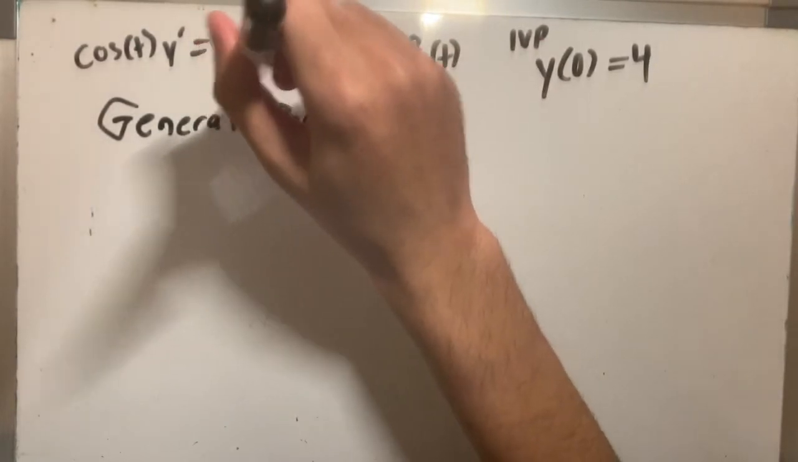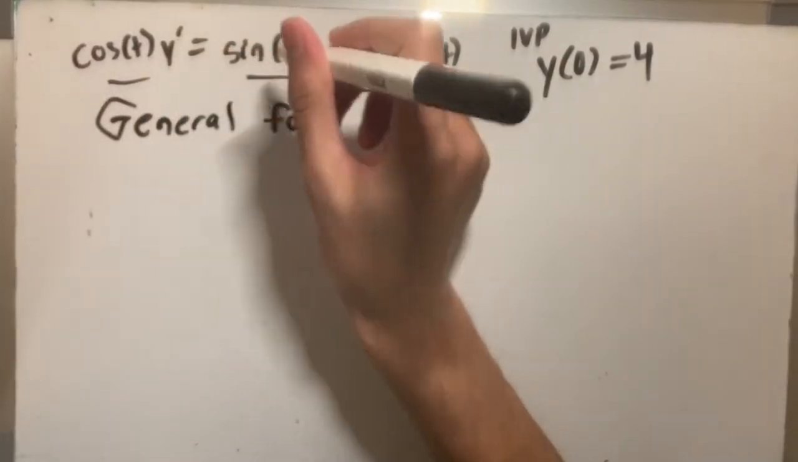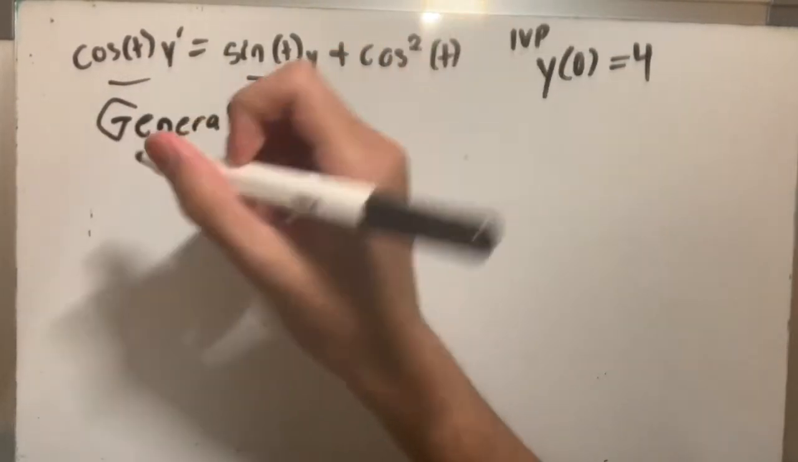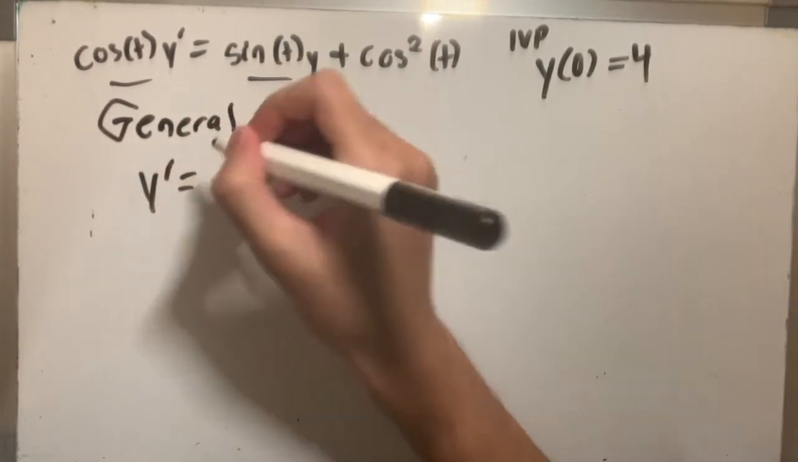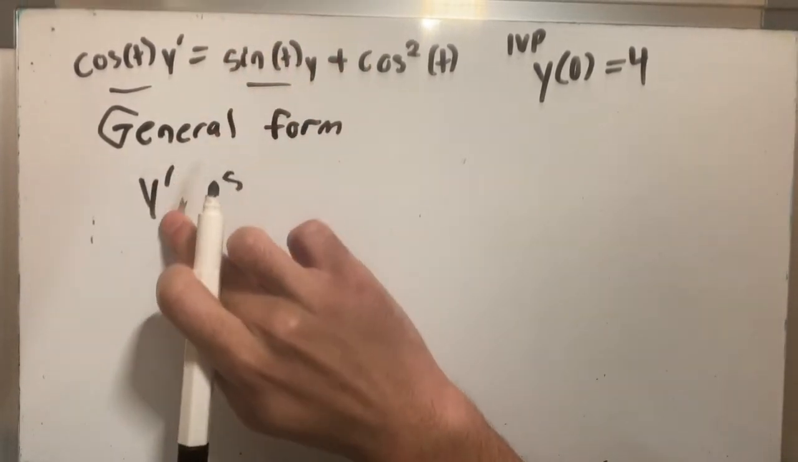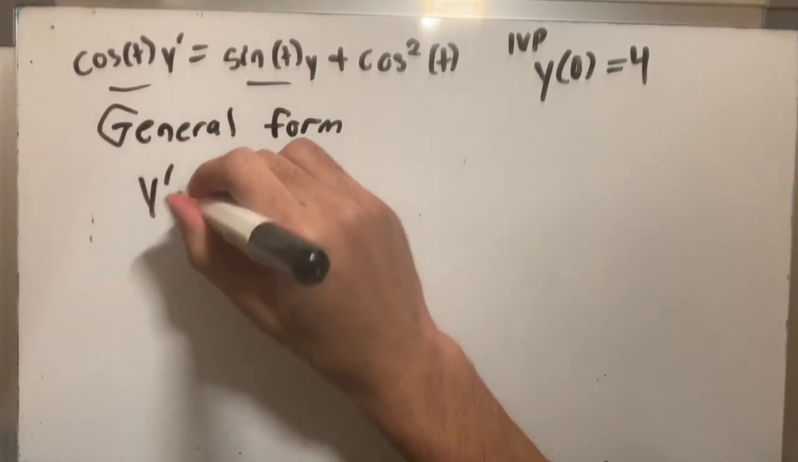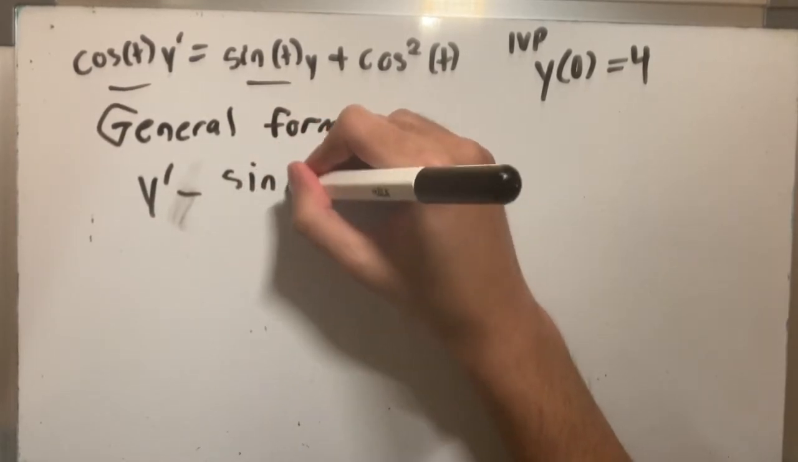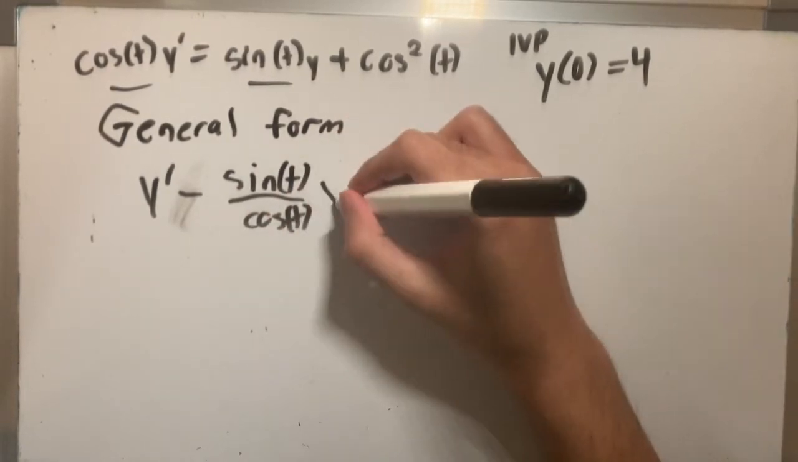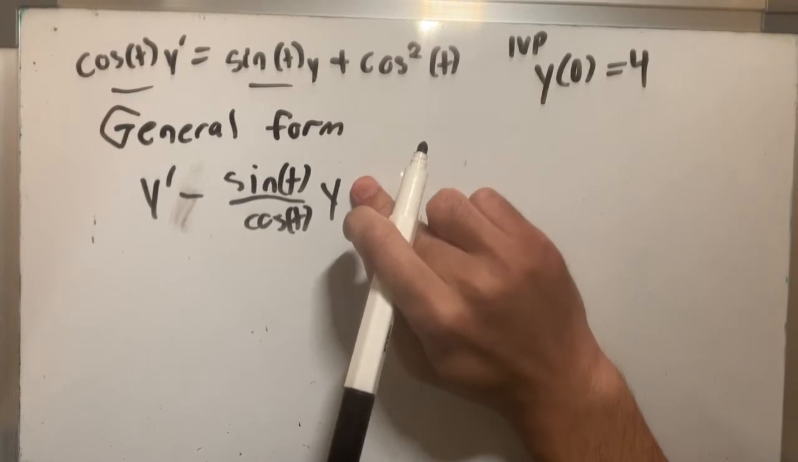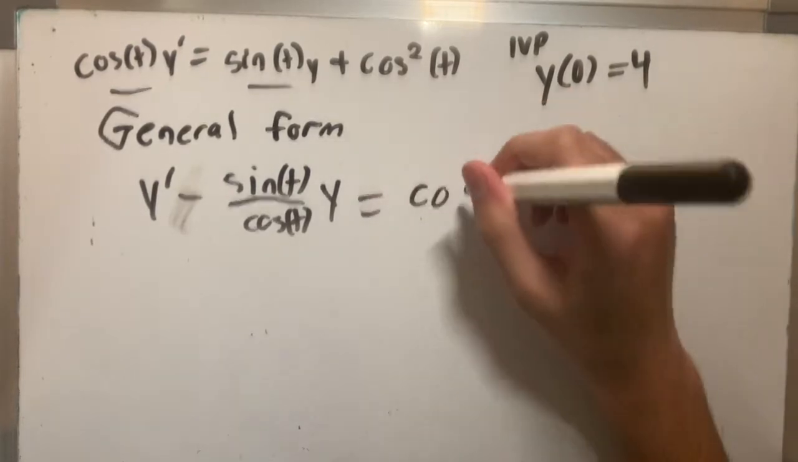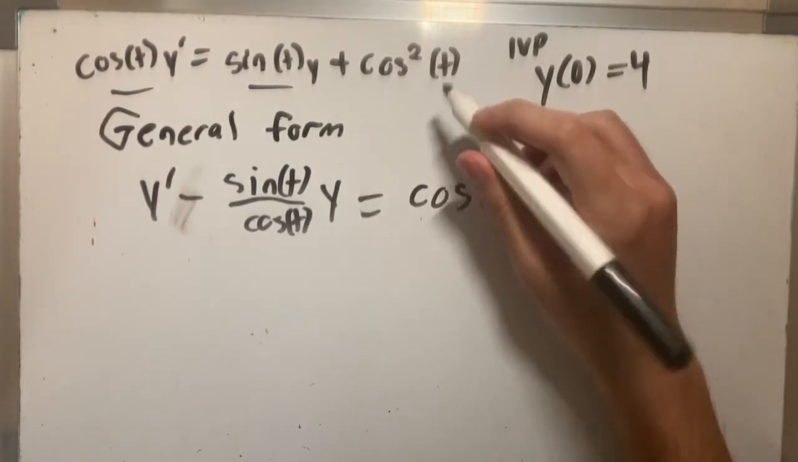So we got sine t times y and cos t times y dash. So we subtract sine t times y and divide everything by cos t to isolate the y dash. Once we do that, we get y dash is equal to negative sine t over cos t times y, subtracting because we are putting all the y's to one side and dividing everything by cos t, plus cos squared t divided by cos t, which is just cos t.